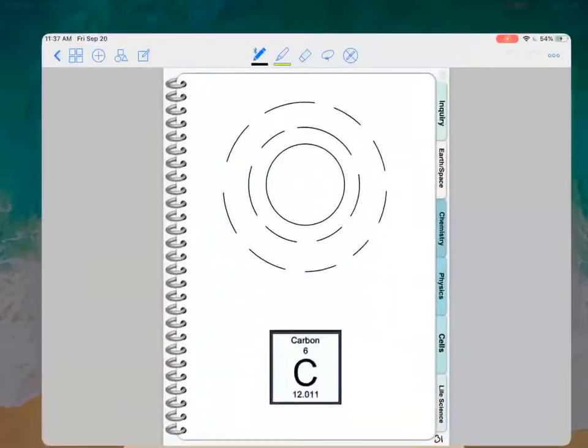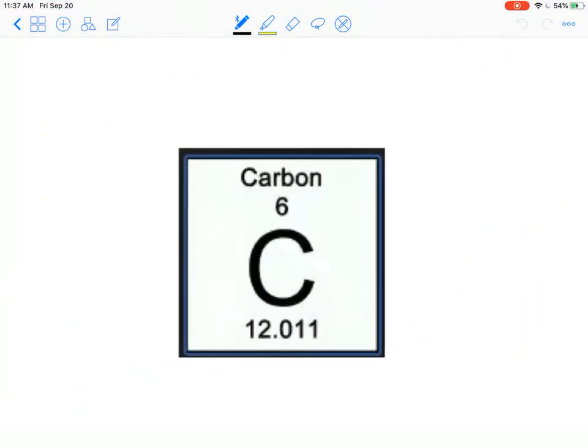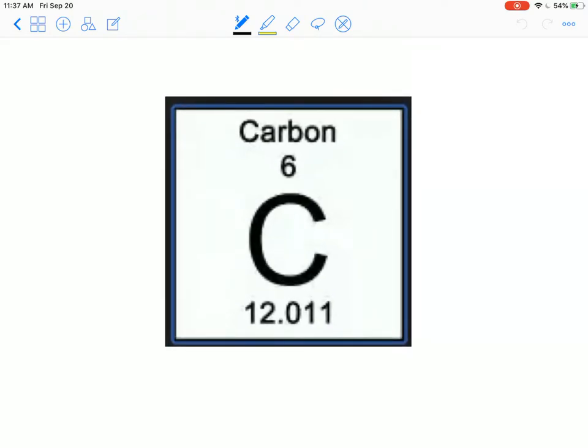Okay, so let's go back to our diagram, and I want to start with this because I got this from the periodic table. I just clipped out that little box for carbon, and I want to tell you how to read this. So the first thing that is probably the easiest thing to know is the element name. So this element is called carbon. Remember that elements are pure. It's not mixed with anything. It is pure carbon.